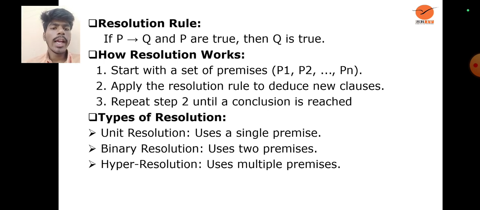Types of resolution. We have three types: unit resolution, binary resolution, and hyper resolution. Unit resolution uses a single premise, so it may form the goal state using only a single premise. Binary resolution uses two premises to find the goal or conclusion state. Hyper resolution uses multiple premises to find the goal state.